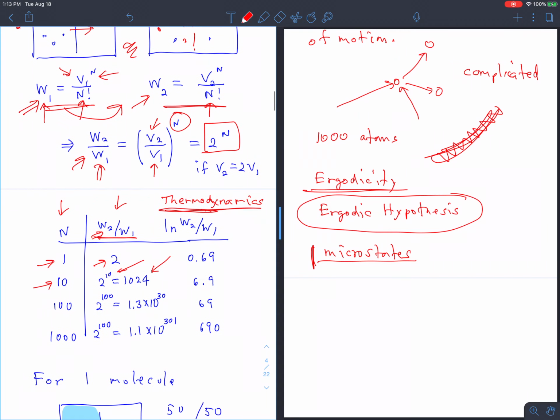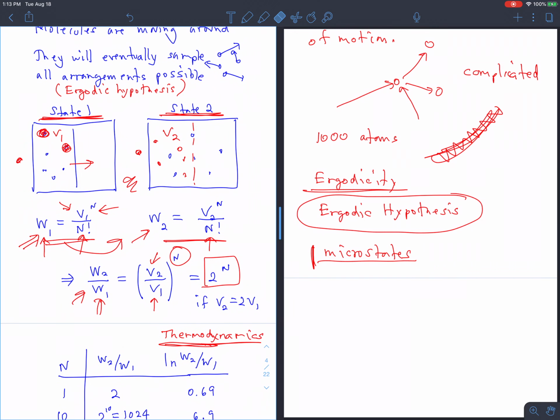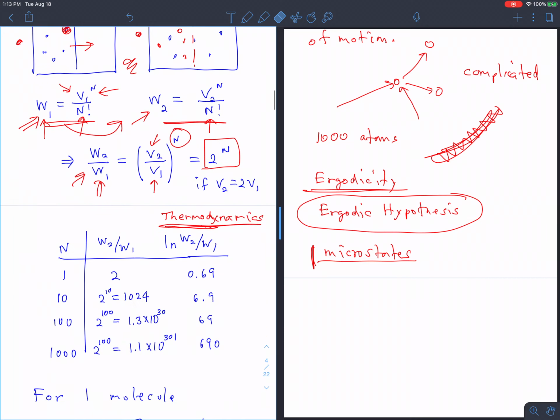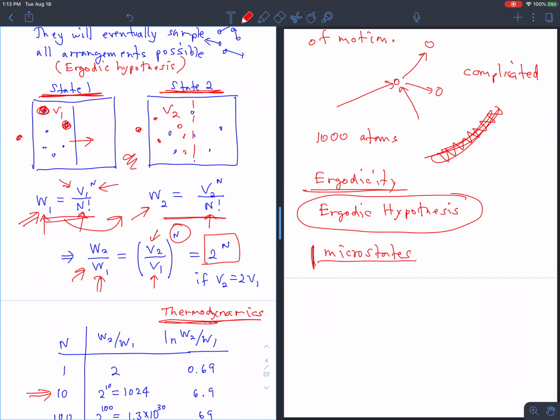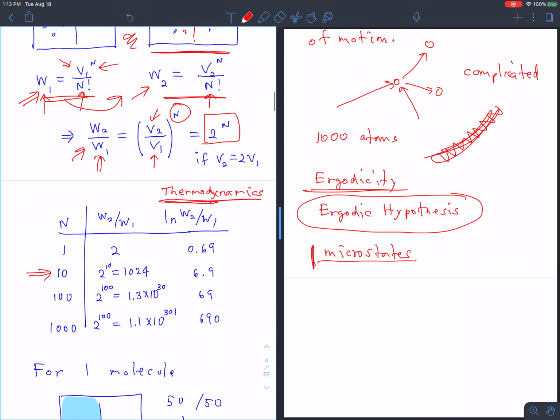But the vast majority of the time, 999 times out of 1,000, we're going to see something with a different ratio, where the atoms are more evenly spread out. They're not on just one side of the box. And that's kind of already happening when we've only got 10 atoms. Basically, we're seeing a statistical tendency for the molecules to want to be spread out on both sides, even when we've only got 10 atoms.